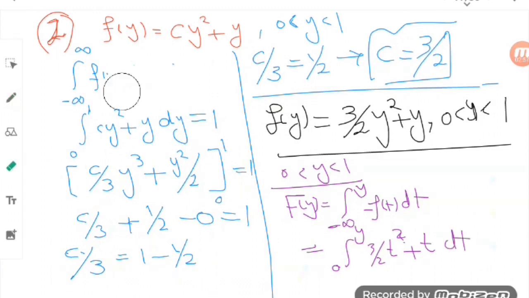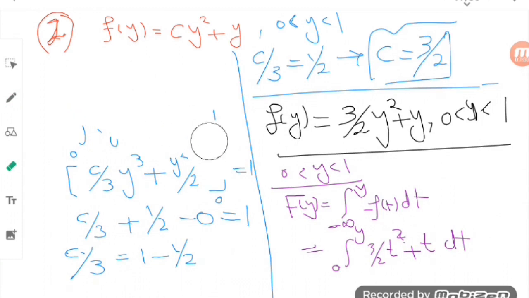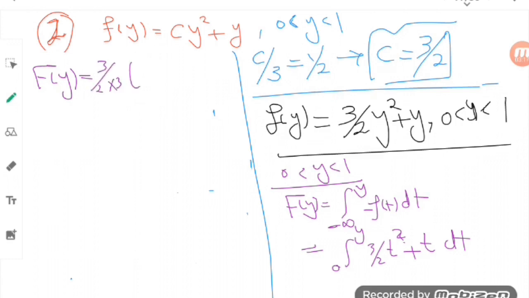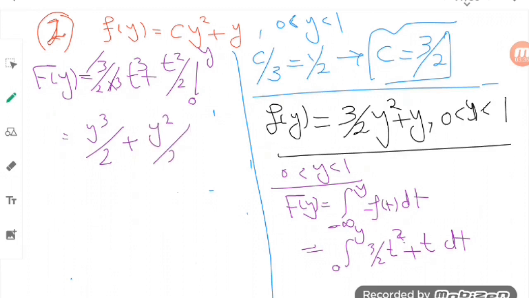I will move writing here on this side. So the F capital of y will be 3 over 2 times t to the power 3 over 3 plus t to the power 2 divided by 2, and then substitute from 0 to y. The 3 will be eliminated with 3. Then we have y to the power 3 divided by 2 plus y to the power 2 divided by 2 minus 0.